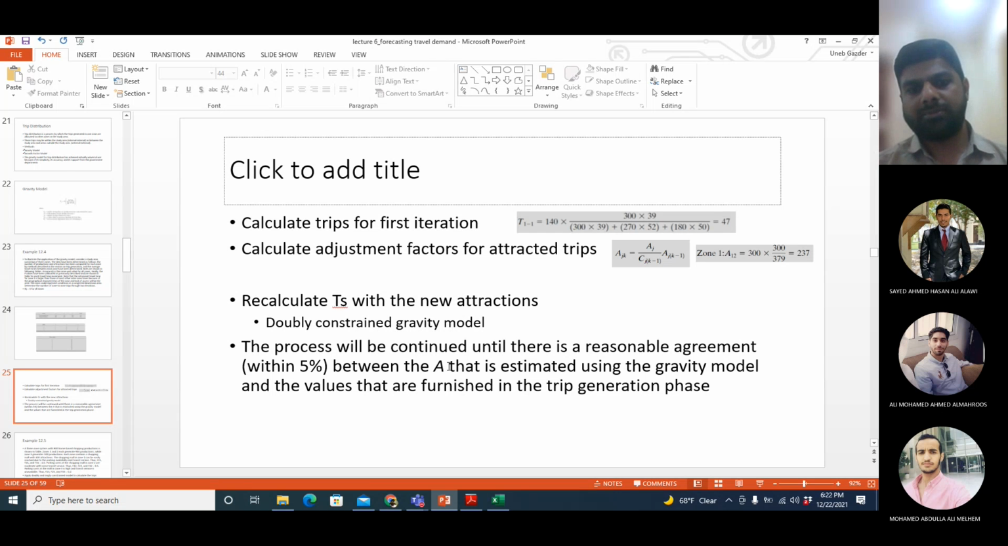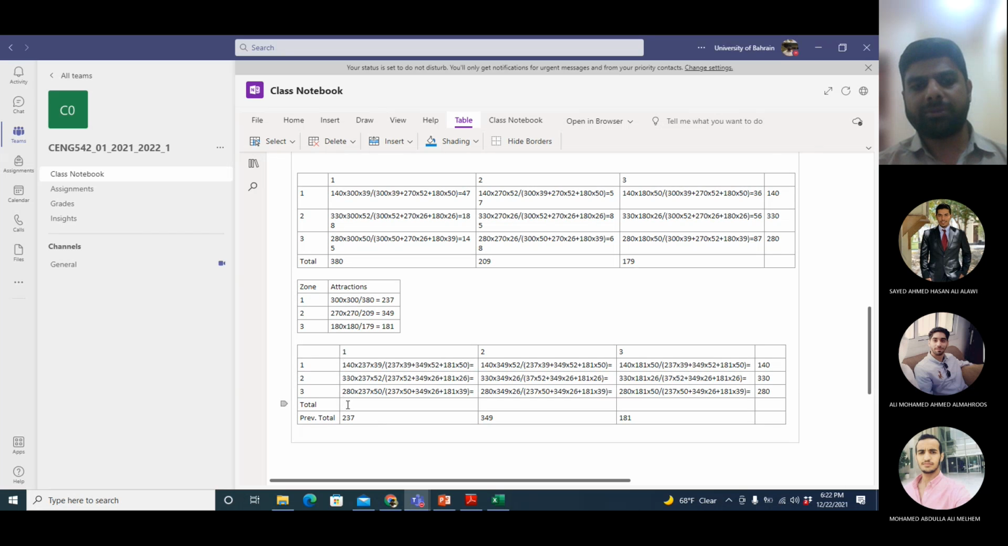So when the difference between this and this, for all factors, the difference between this one and the previous one is less than 5%. This one, the difference between this one and the previous one, again less than 5%.